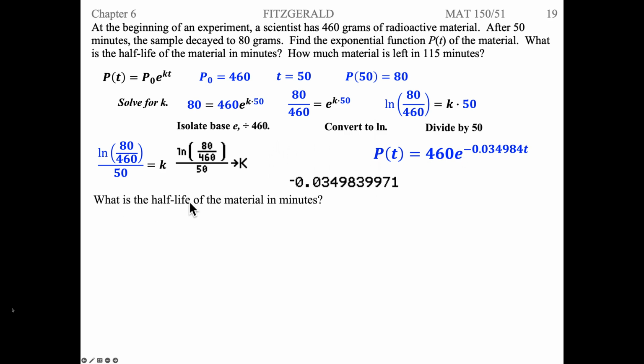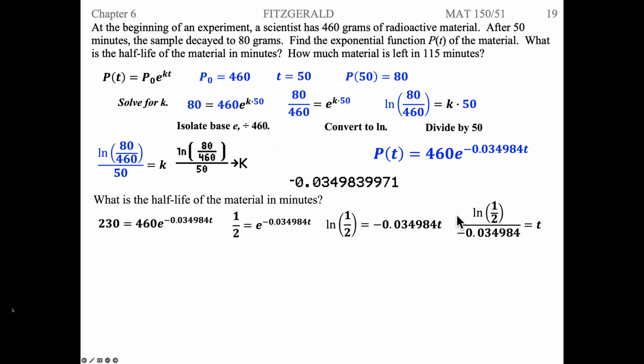Now, what is the half-life of the material in minutes? Well, we're going to take our formula and take half of our starting value, 460, that'll be 230, and put that in for P(t). We've got to do the exact same work as we did up here. Divide over the 460, that makes it a half, or if you wish, 0.5. Then we convert this to a natural log. The natural log of 1/2, or 0.5, equals negative 0.0344984 times t. Divide this decimal over to the natural log of 1/2, and that will give us our time.